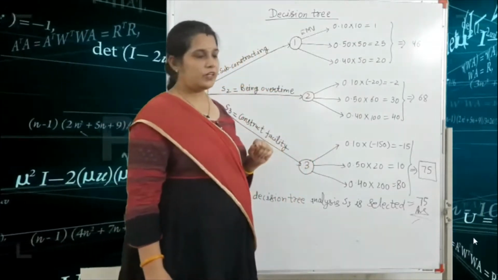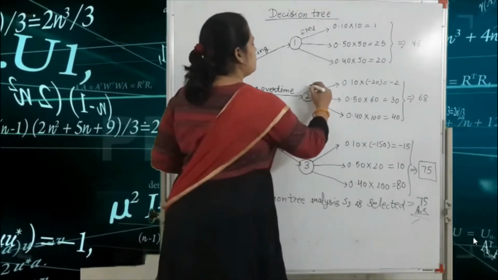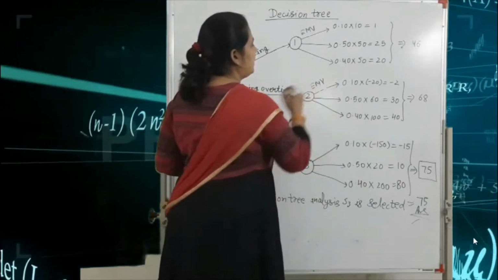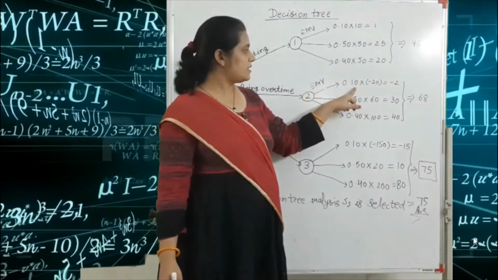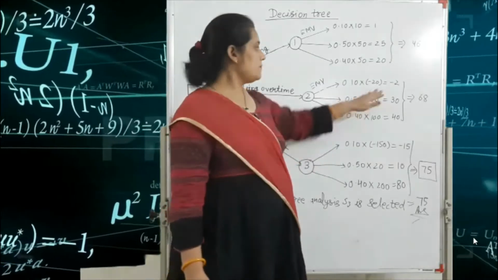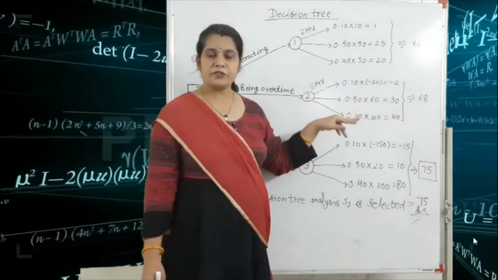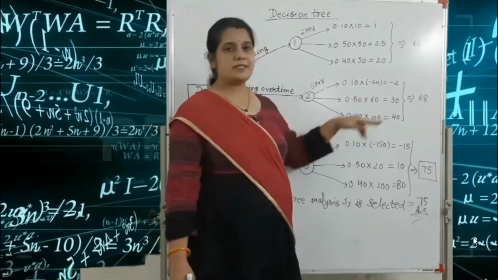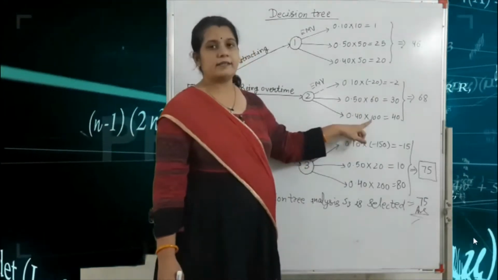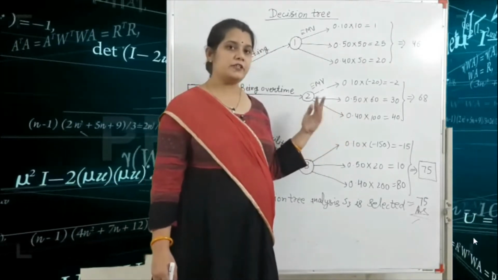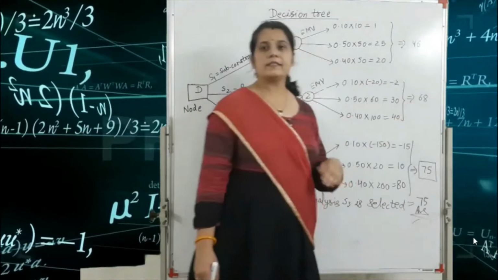Okay, so next we move to the second alternative. For the second alternative, we again find the EMV value. First probability is 0.10 and value is minus 20, so equal to minus 2. 0.50 into 60, 0.50 is probability, into 60 is equal to 30. Third one is 0.40 into 100, 0.40 given as the probability in your question, so equal to 40. So the sum of all these three values we get 68.